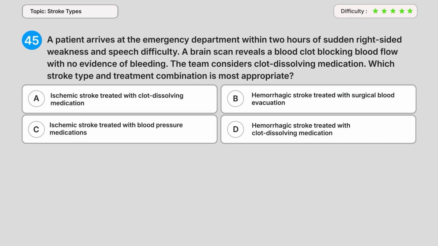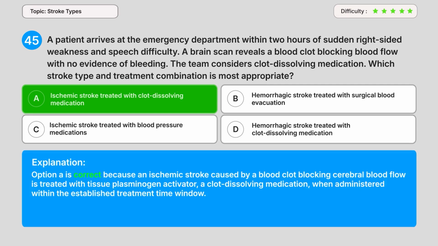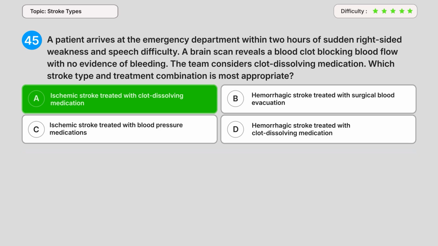Correct answer: A. Ischemic stroke treated with clot-dissolving medication. Explanation. Option A is correct because an ischemic stroke caused by a blood clot blocking cerebral blood flow is treated with tissue plasminogen activator, a clot-dissolving medication, when administered within the established treatment time window.